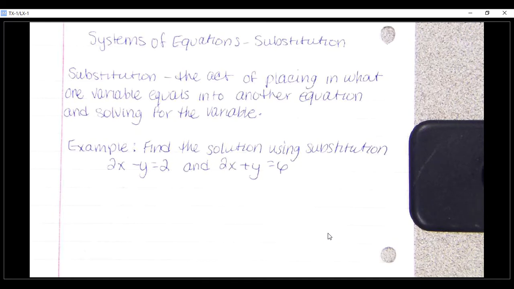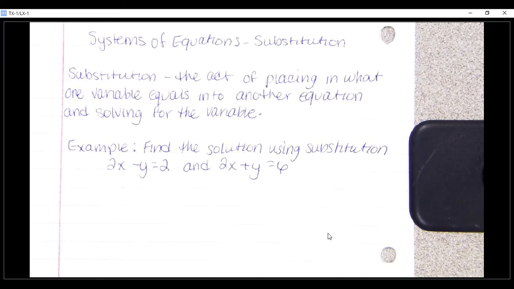So here's our example. Find the solution using substitution. 2x minus y equals 2 and 2x plus y equals 6. What we need to do is find an x value and a y value that will make both of those equations equal. So here we go. Step 1. If needed, get one variable by itself. It doesn't matter what equation or variable you solve for. Use the rules and standard to slope to solve.